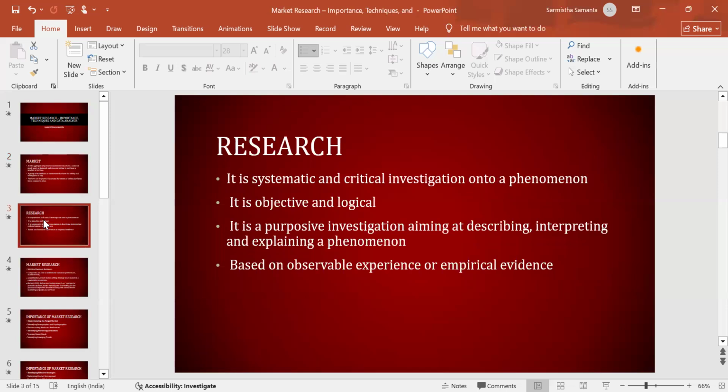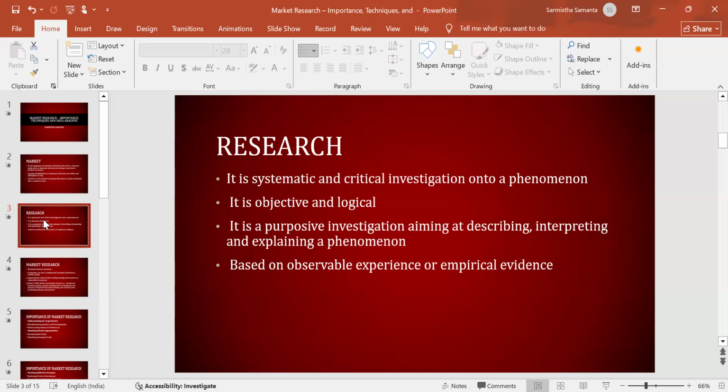Now, research we have studied already, but here is a recapitulation of what research is. It is a systematic and critical investigation into a phenomenon. It is always systematic. Research cannot be anything haphazard or completely off track. Research is very much systematic, step by step, and it is a process of investigation. We are trying to understand why it is happening, or why it has happened. So it is an investigation type of phenomenon.